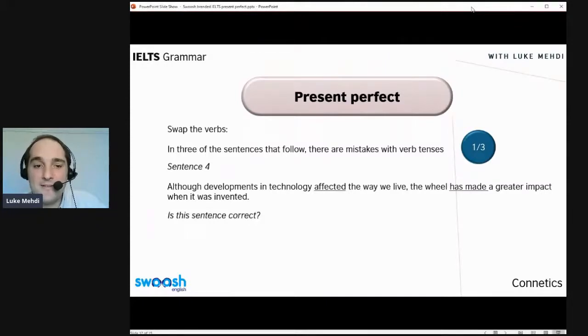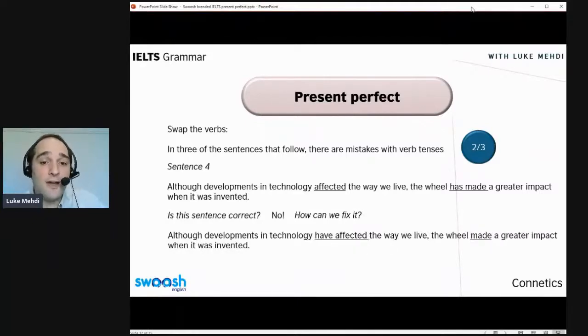In fact, it is not correct. So that is the second mistake. How can we fix it? Well, although the developments in technology have affected the way we live, so the way we live, that continues to the present. The wheel has made a greater impact when it was invented. The wheel, when it was invented, that is past and that is finished.